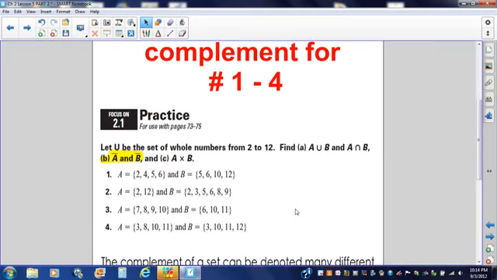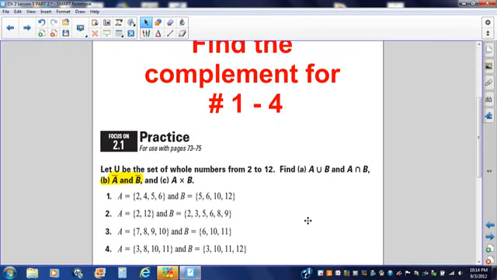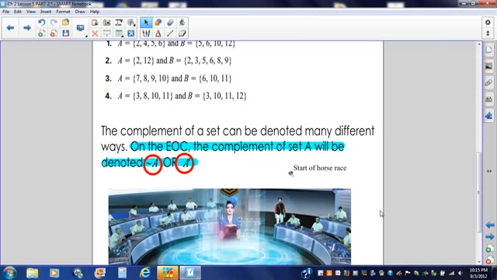And my last friendly reminder, make sure your homework is done with a pencil and do your homework in your spiral. Alrighty, let's get to our notes.